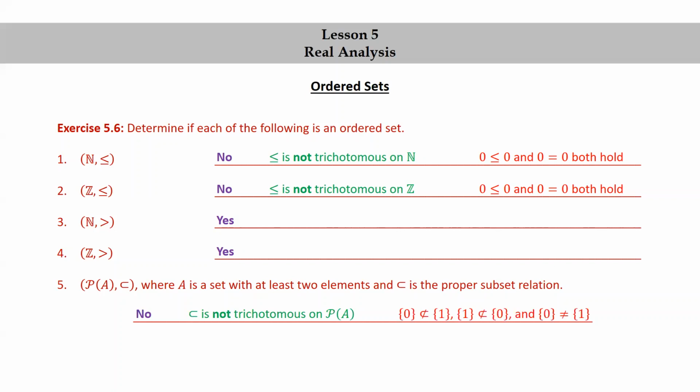For example, the set containing 0 is not a proper subset of the set containing 1. The set containing 1 is not a proper subset of the set containing 0, and the two sets are not equal to each other either.